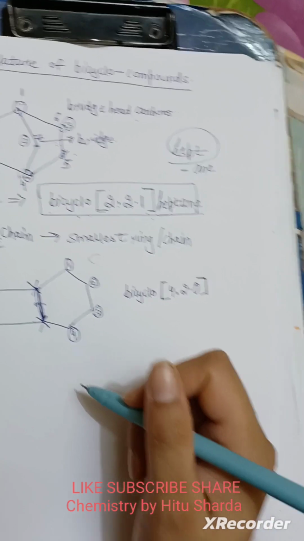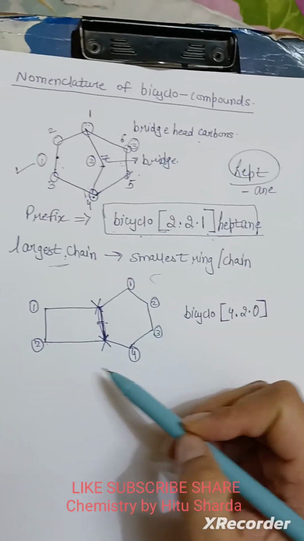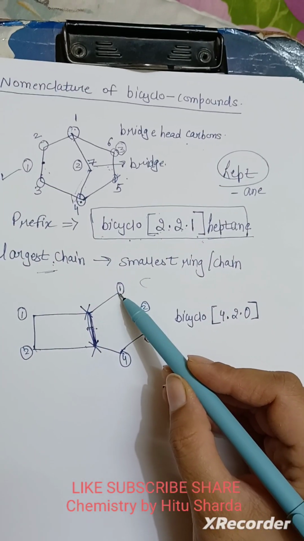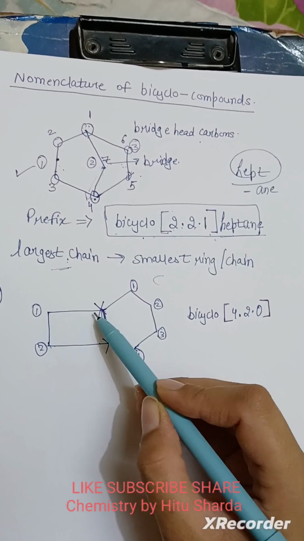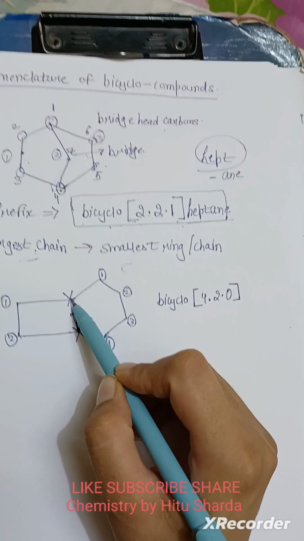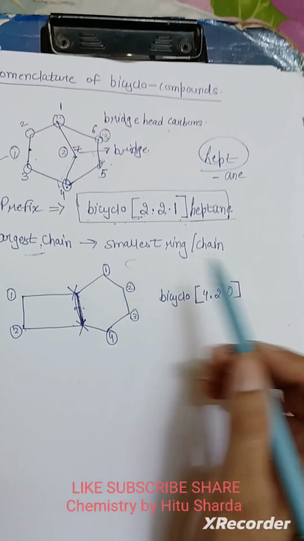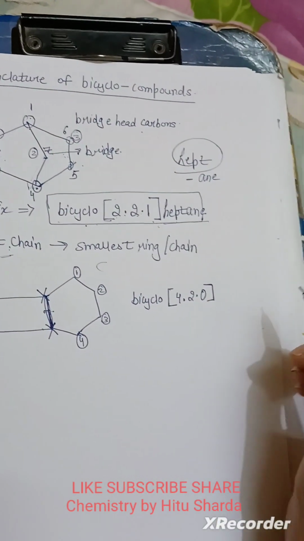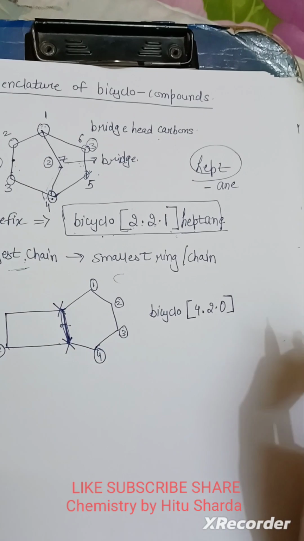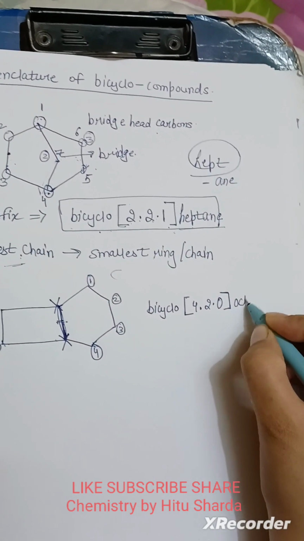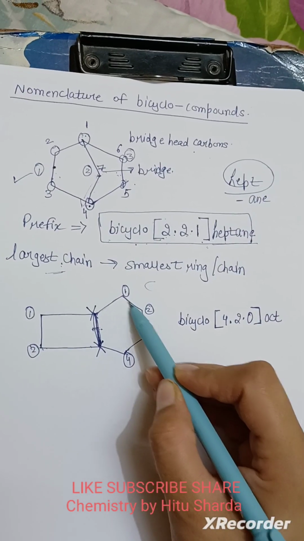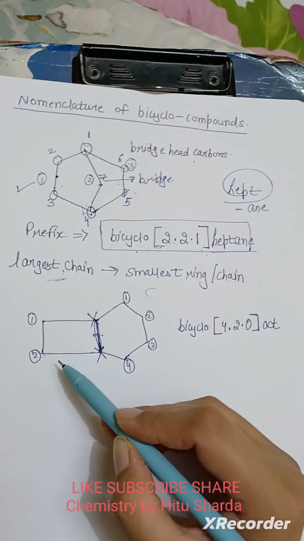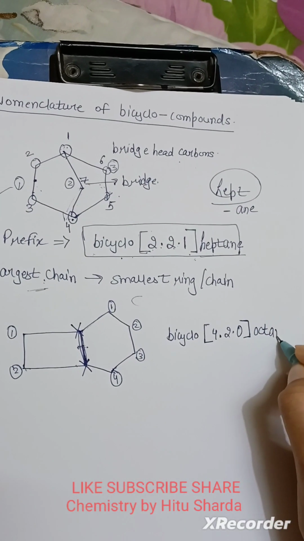Now what is our next step? That we have to count all the carbons. So count 1, 2, 3, 4, 5, 6, 7, 8. 8. So what is the general rule to write? What is the root of 8? That is oct. O-C-T. Oct. Now as you see, there are only single bonds here. So we will write ane.